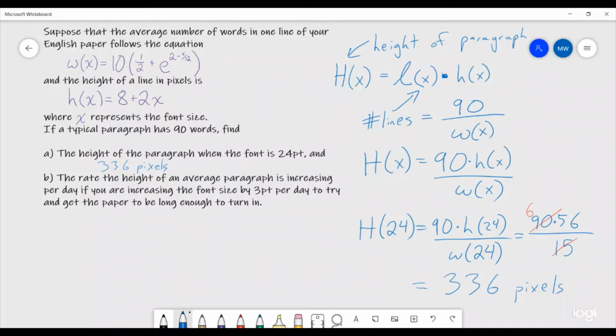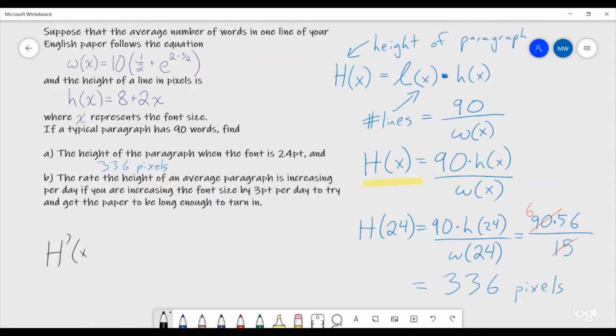Let's now do part B. Well, we need to figure out the rate that the height of a paragraph is increasing. So that means we need to know the derivative of our height function of the paragraph. So we need to find h prime of x.